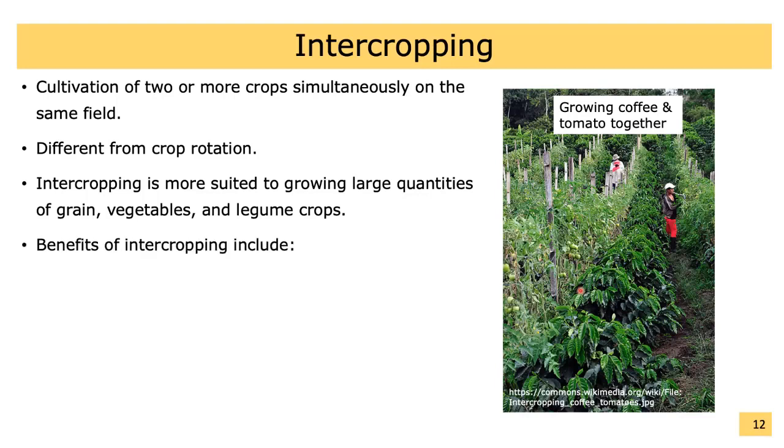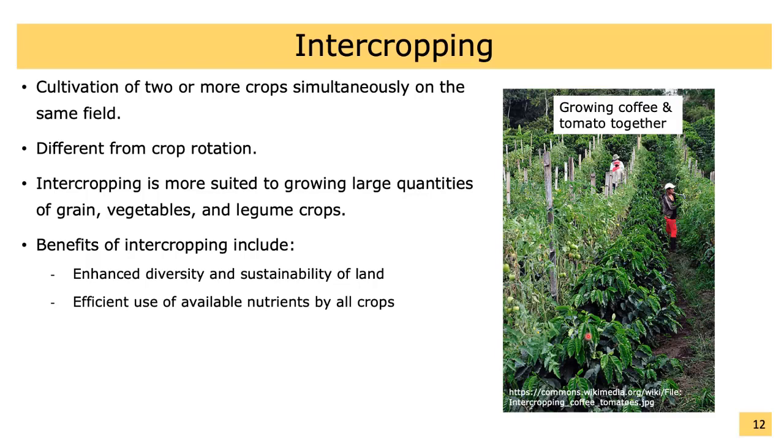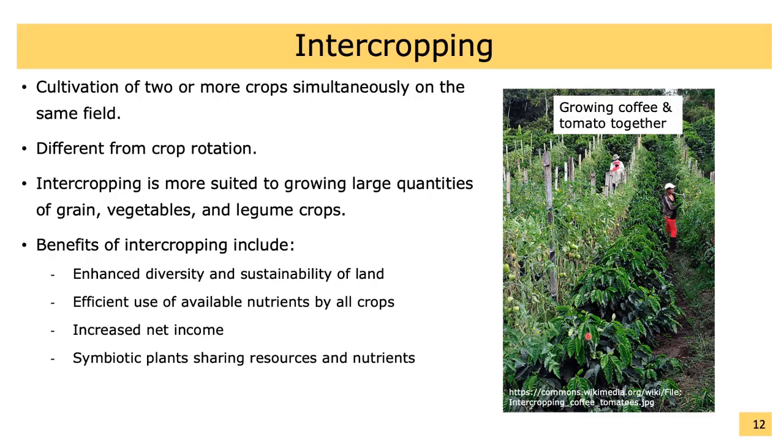Benefits of intercropping include it helps enhance diversity and sustainability of land, makes efficient use of available nutrients by all crops. It also helps increase net income. Symbiotic plants share resources and nutrients in intercropping. It also helps in weed and pest control and improves microclimate of the field.